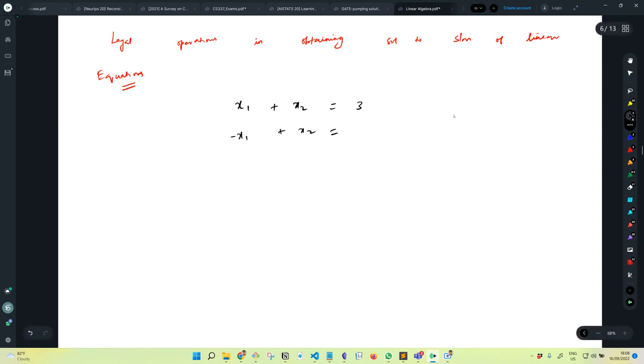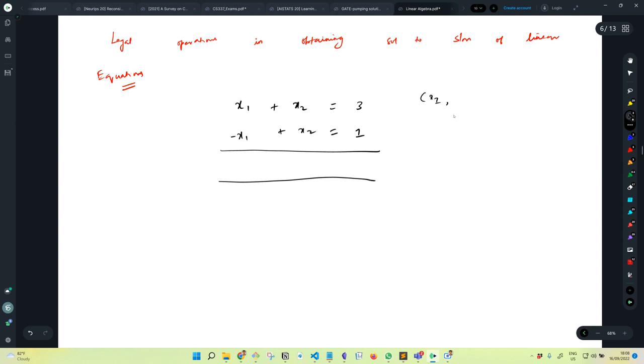So here, what we are trying to argue are legal operations in obtaining solutions to a system of linear equations. Now let's say I give you a system, x1 plus x2 equals 3 and minus x1 plus x2 equals 1. Now, can somebody tell me what will you do to obtain assignment to x1, x2?